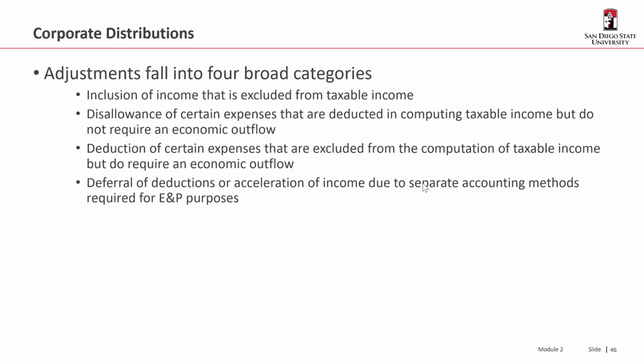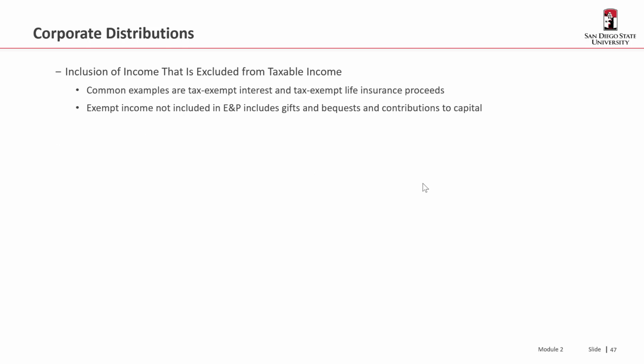So the inclusion of income that is excluded from taxable income, the disallowance of certain expenses that are deducted in computing taxable income but do not require an economic outflow, the deduction of certain expenses that are excluded from the computation of taxable income but do require an economic outflow, and then the deferral of deductions or the acceleration of income due to separate accounting methods that are required for E&P purposes. And we're not going to spend a lot of time on this section. Again, I tried to defer this into my corporate tax class. Just a basic understanding of E&P is far more important at this point.